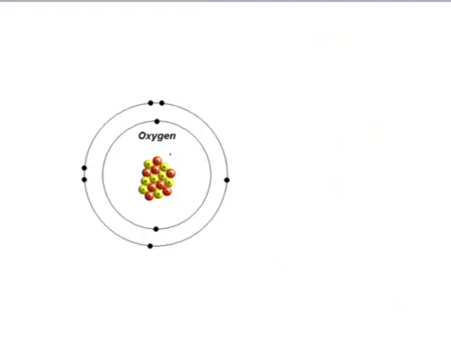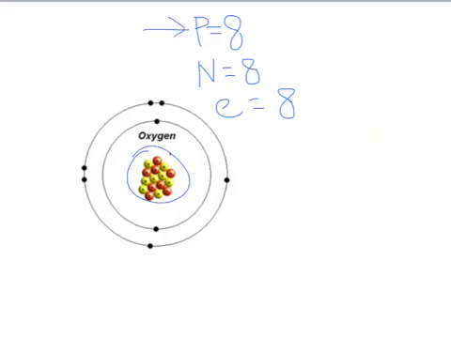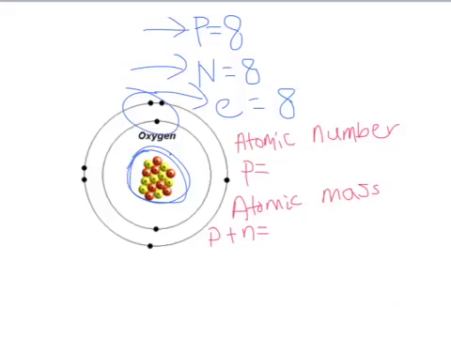This is an oxygen atom. Pause this video and count how many protons and neutrons are there. Neutrons are the yellow ones and protons are the orange ones. There are 8 protons and 8 neutrons, and there are 8 electrons.